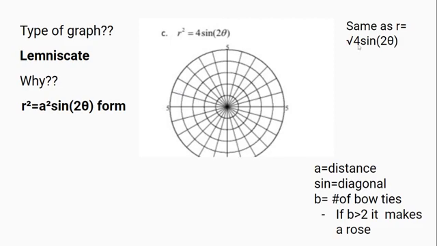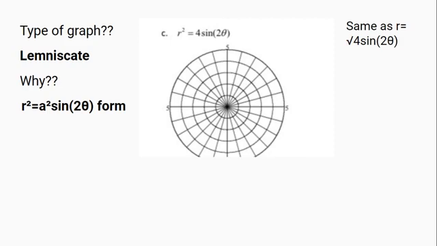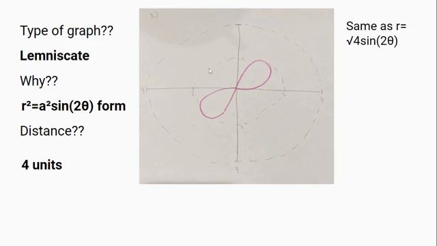We know a is our distance, and since it's sine, it'll be diagonal, and it'll go from quadrant 1 to quadrant 3. And b equals the number of bow ties. Usually, it's not a lemniscate if it's more than 2, because if it's more than 2, it'll make a rose. So finally, I use all this information to find the distance. The distance is 4. And that's our rough sketch. And it's still 4 units because you could think of it as going from -2 to +2.